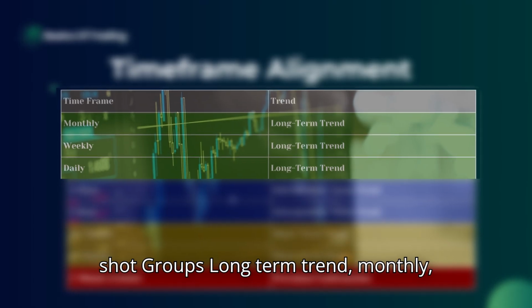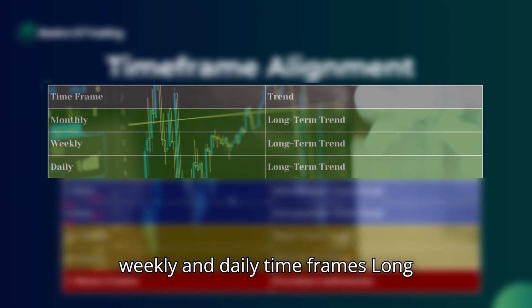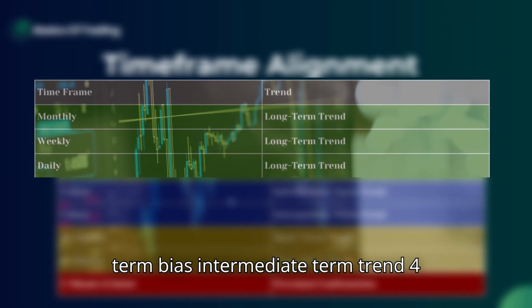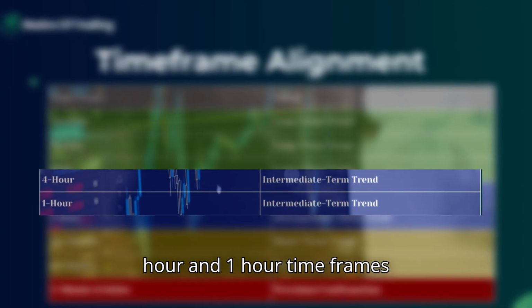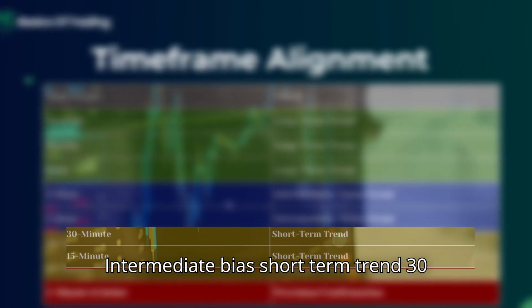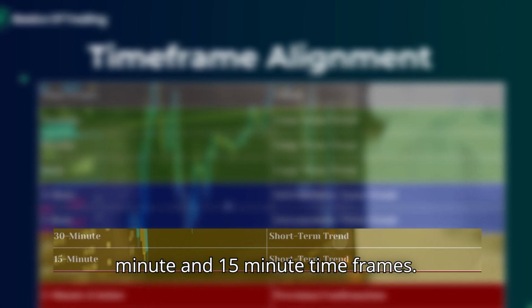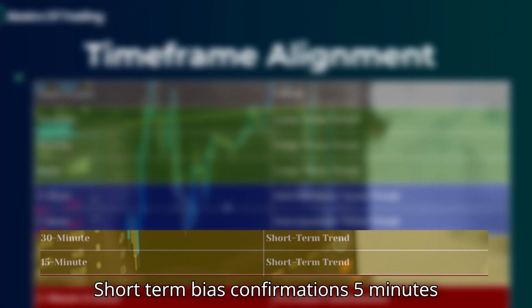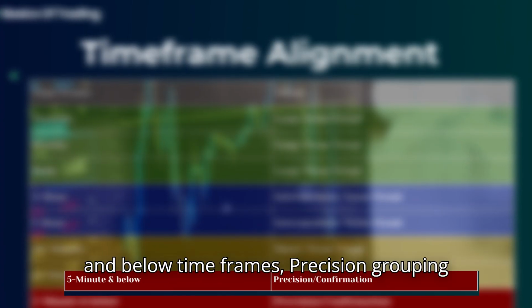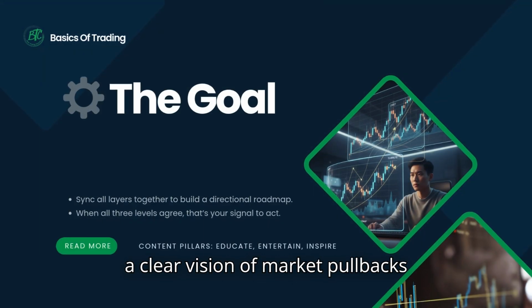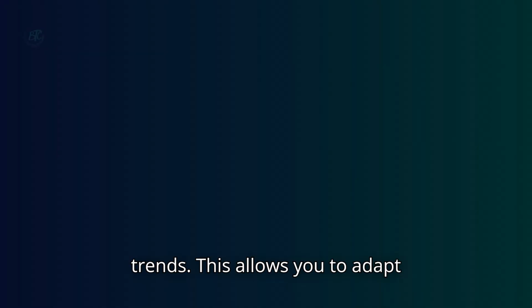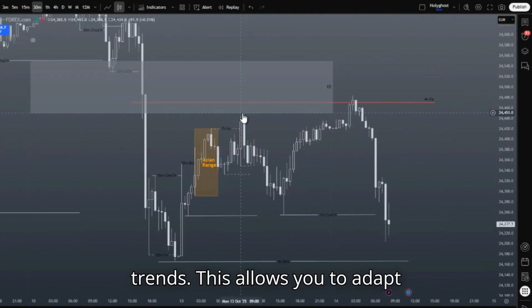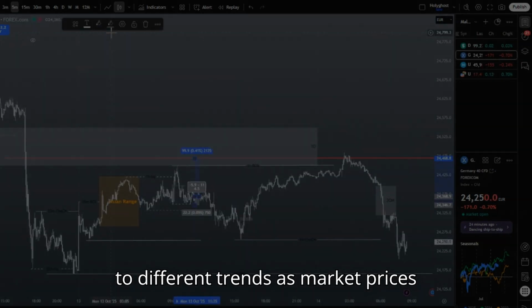Groups. Long-term trend: monthly, weekly, and daily time frames, long-term bias. Intermediate-term trend: 4-hour and 1-hour time frames, intermediate bias. Short-term trend: 30-minute and 15-minute time frames, short-term bias. Confirmations: 5 minutes and below time frames, precision. Grouping time frames like this gives you a clear vision of market pullbacks and the continuation of directional trends. This allows you to adapt to different trends as market prices change.